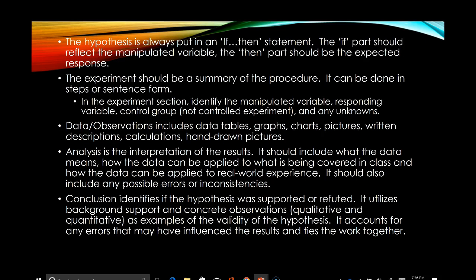Your conclusion should never have an if-then statement in it. So you take your hypothesis out of that if-then statement and you express it in a way that either expresses support or expresses that it was refuted. If you're not sure how to write a conclusion, there's a screencast that you can watch that will take this step by step for you.